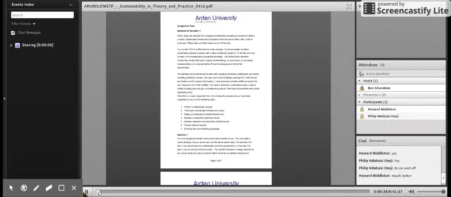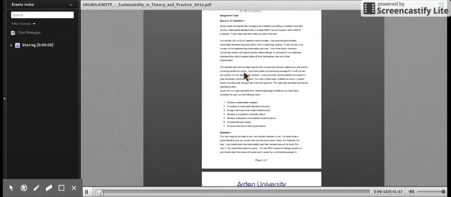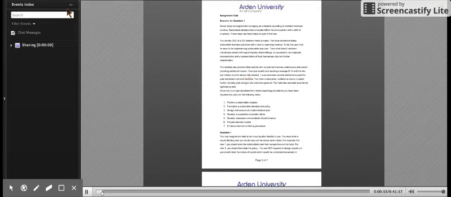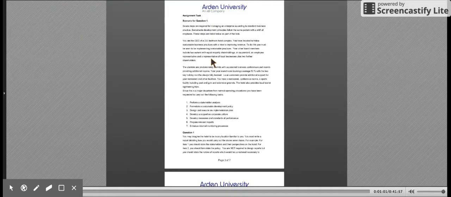Now, the first task is a scenario-based question. Crucially, for this question, I'm not really all that interested in the specifics of the scenario, so you don't need to worry too much about the backstory of this hotel that we're talking about. The crucial part is that you address the question that is laid out for you in question 1.